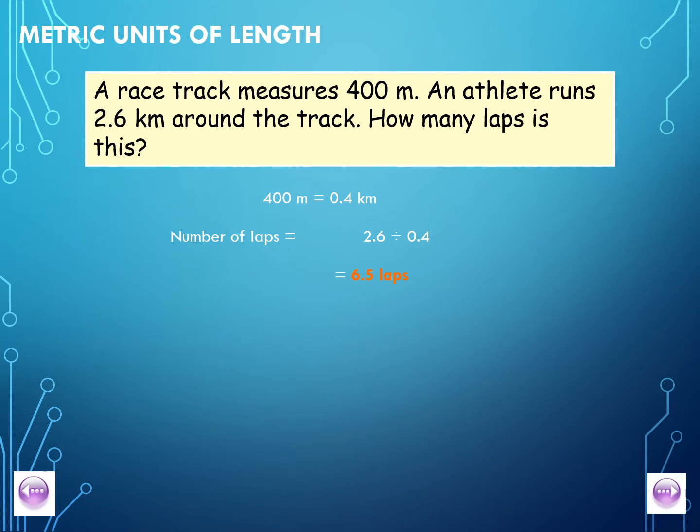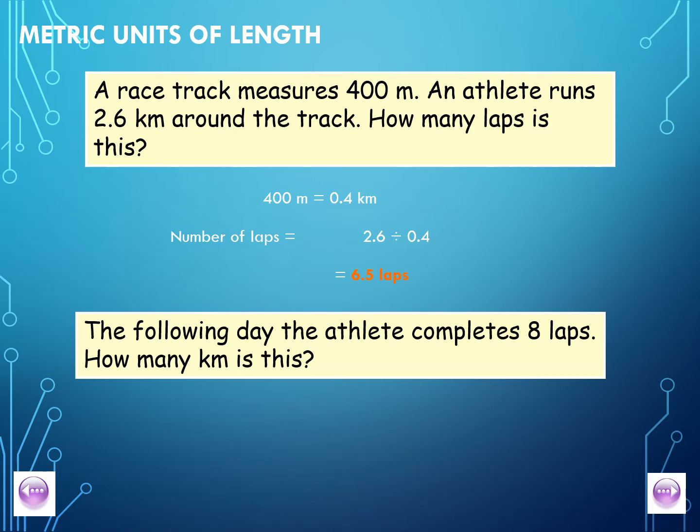Let's have a look at another one. Okay, so the following day, the athlete completes 8 laps. How many kilometers is this? Well, we know that each lap is 400 meters. Therefore, 400 times 8, and then we can convert that into kilometers. Or we can actually just stick with 0.4, as we already know, and times that 0.4 by 8. And when we do that, we will get 3.2 kilometers.